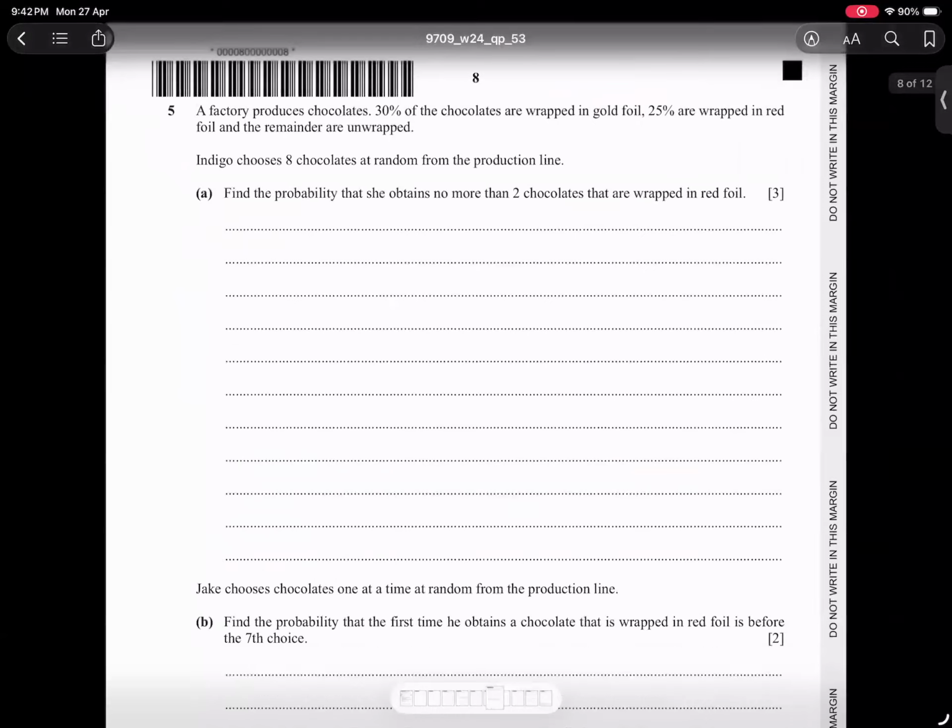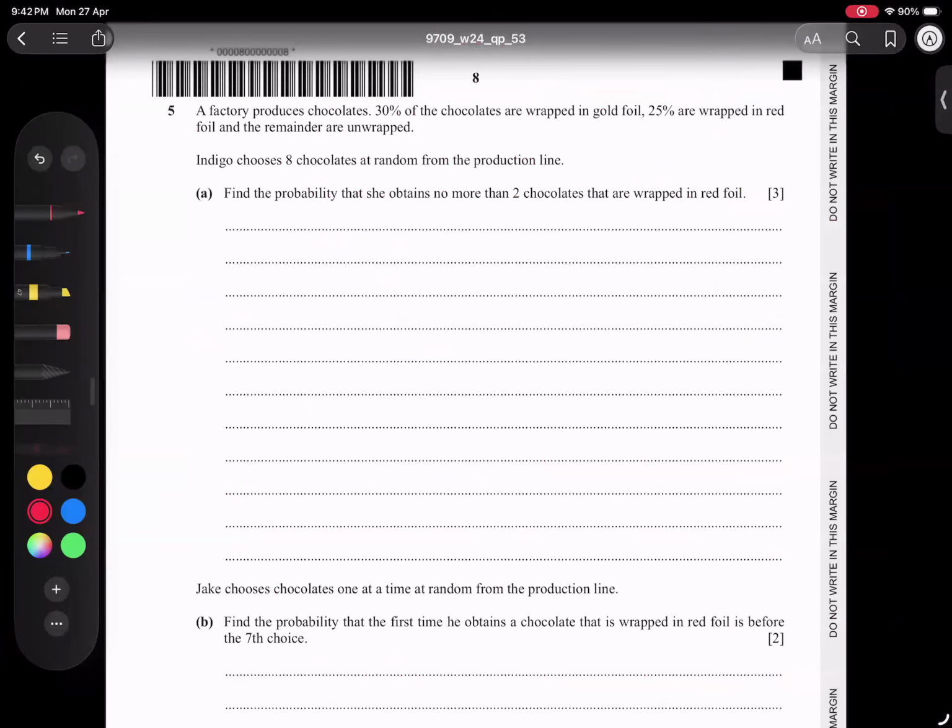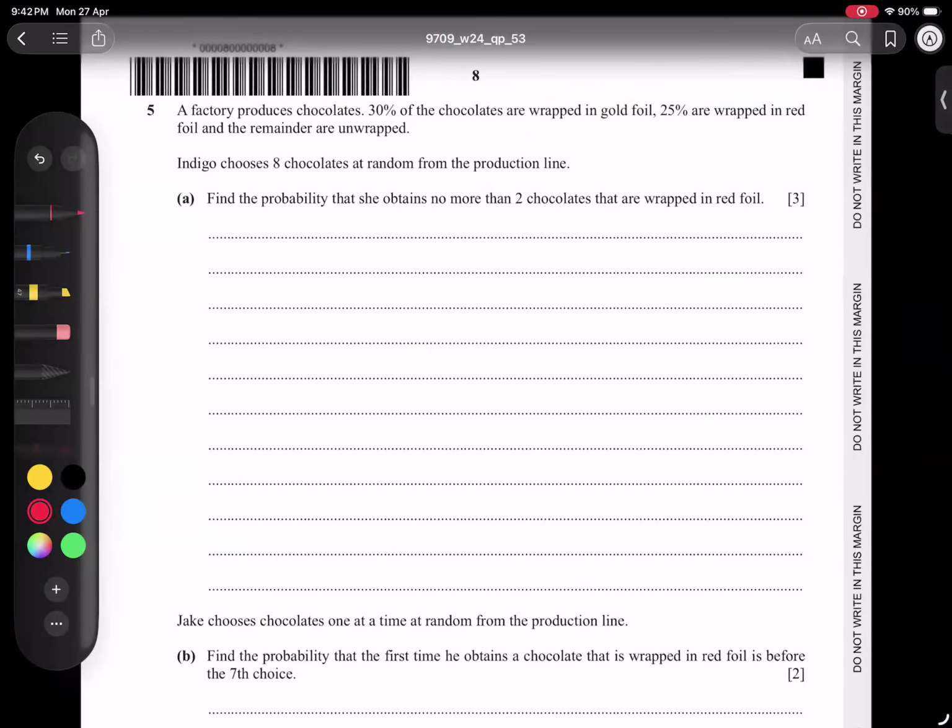Question number 5, students. A factory produces chocolates. 30% of chocolates are wrapped in gold foil and 25% are wrapped in red foil. And the remainder are unwrapped. Indigo chooses 8 chocolates at random from the product line. Find the probability that no more than 2 are wrapped in red foil.